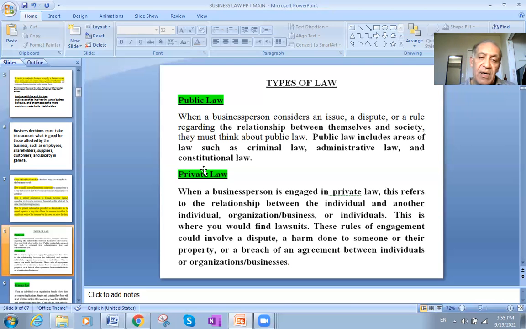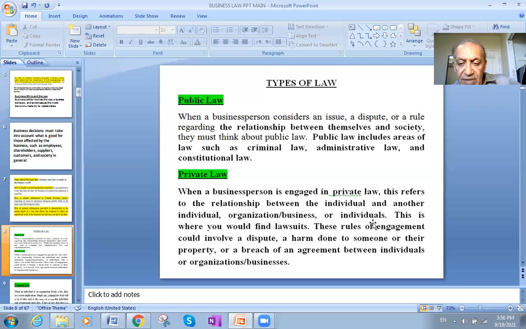Okay, private law. The second type is private law. We said private law is the relationship between a person and another person, a businessman and another businessman, a man who is doing work and another doing work. So this we call private law. When a business person is engaged in private law, this refers to the relationship between the individual and another individual.